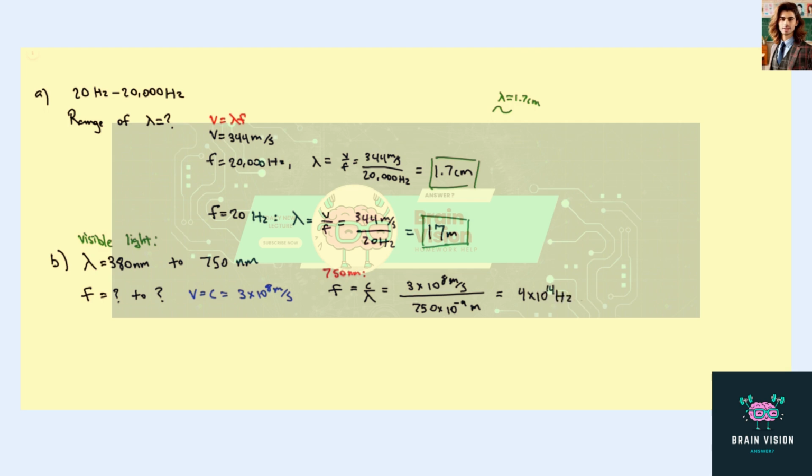That means the frequency of visible light is incredibly high, which makes sense because it corresponds to an incredibly small wavelength, and there's an inverse relationship between wavelength and frequency.